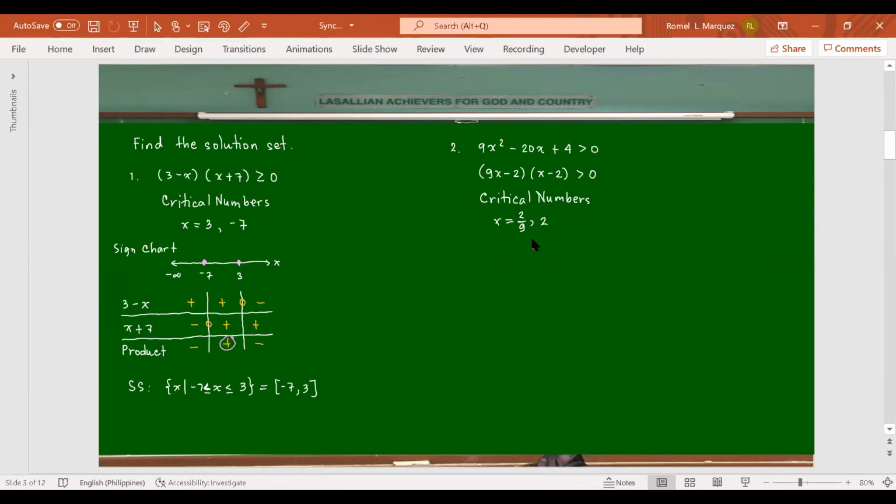What do you think the solution is? Is it in between or the complement? Guys, is it a union or just in between the numbers? Union. Actually, negative infinity to less than 2 over 9, union 2 to positive infinity. We don't include 2 over 9 and 2.